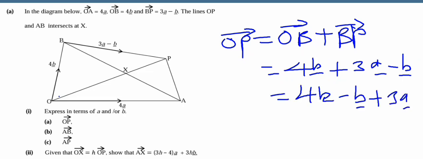So we can say 4B vector minus B vector, we are going to get 3B vector.